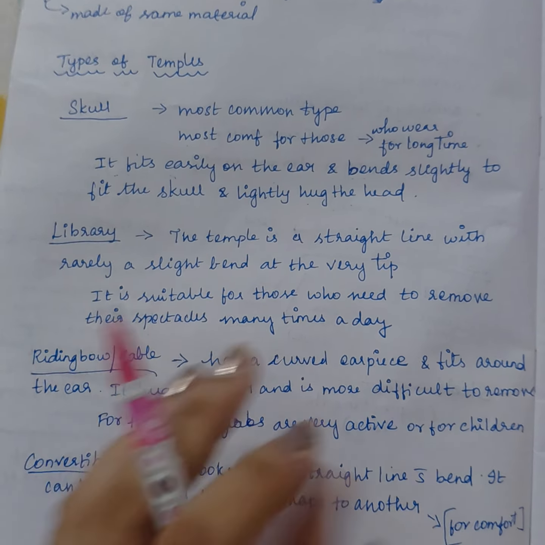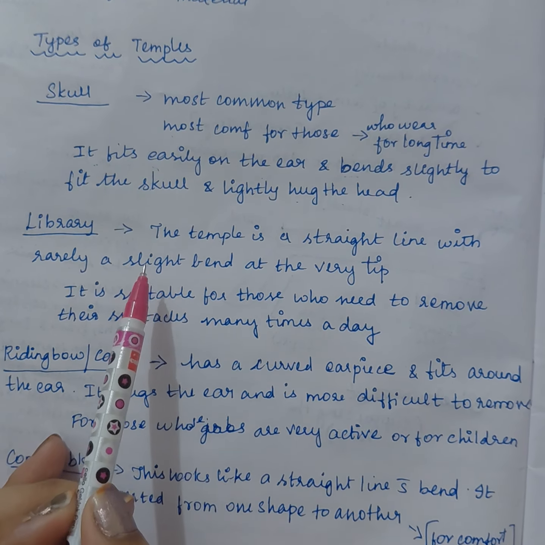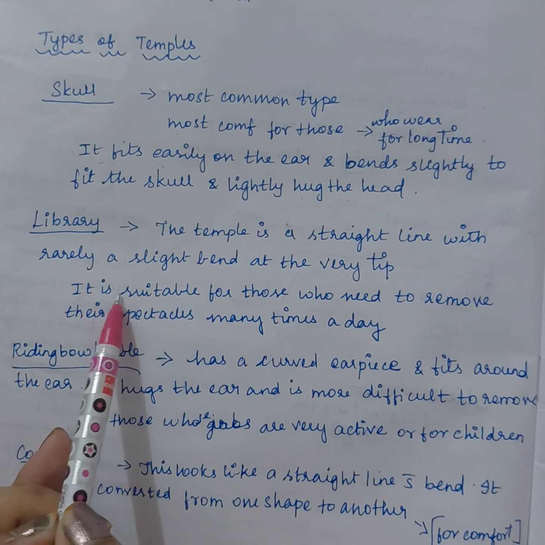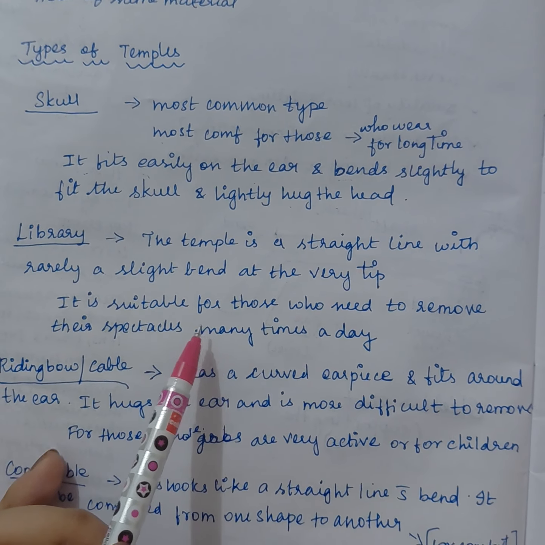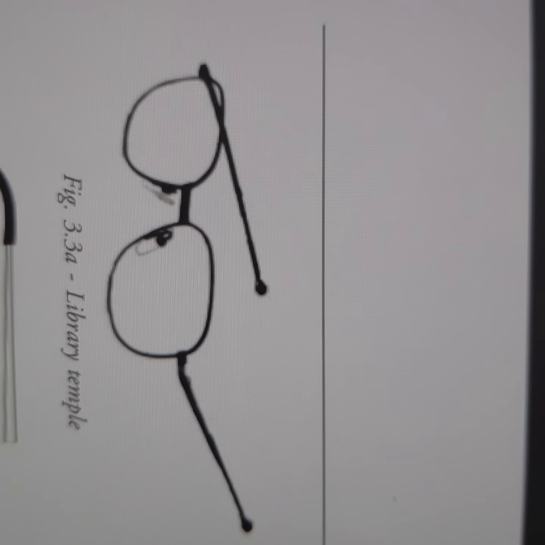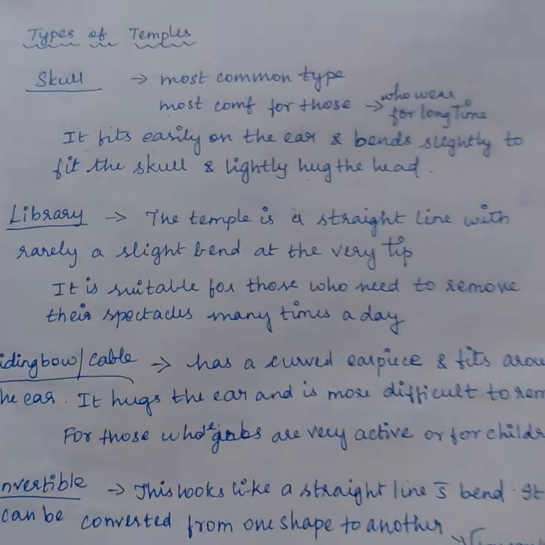The next type of temple is the library. This temple is just a straight line with rarely a slightly bend at the very tip. It is suitable for those who need to remove their spectacles many times a day, as in reading glasses. This is the example of a library which is almost a straight line.